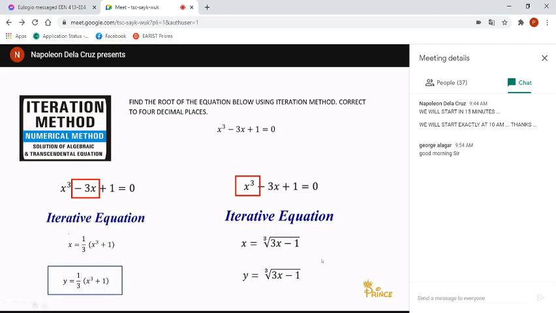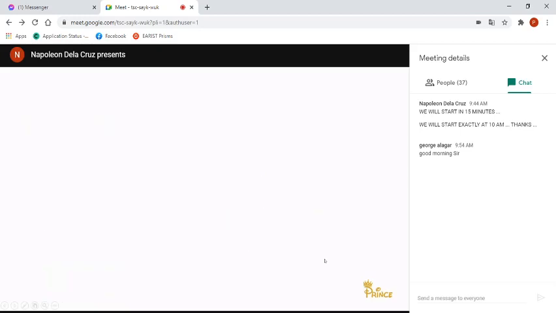Mamaya, yun na. Una muna yan. Okay? So, iterative equation number 1. Okay? This one is one equation. This one is another equation.